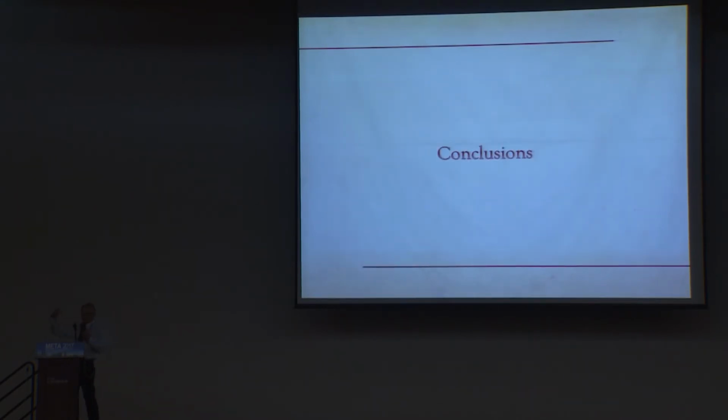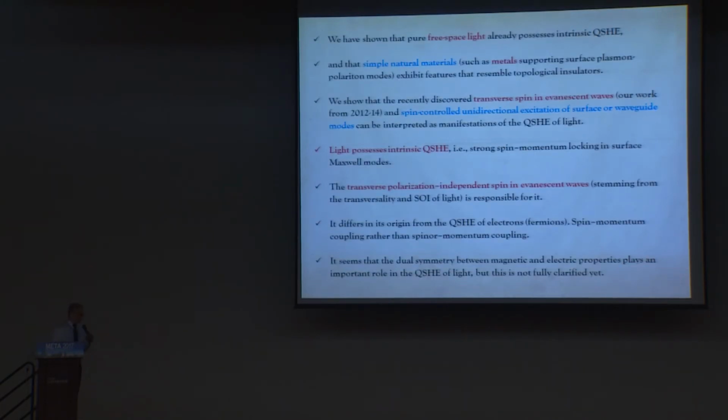So let me give a conclusion of this part before we go into the other part, which is the topological, the parity-time symmetric. We have shown that pure free space light already possesses an intrinsic quantum spin Hall effect, and that simple natural materials such as metals supporting these surface plasmon polariton modes exhibit features that resemble 3D topological insulators. There are quite a few experiments that can be explained like this using these ideas that we have been developing for some time, and that light possesses this intrinsic quantum spin Hall effect, which means strong spin momentum locking of surface Maxwell modes. This is different from the origin of the quantum spin Hall effect for electrons, because these are fermions, and this is spin momentum coupling rather than spinor momentum coupling, and there are many differences which I will not describe here.